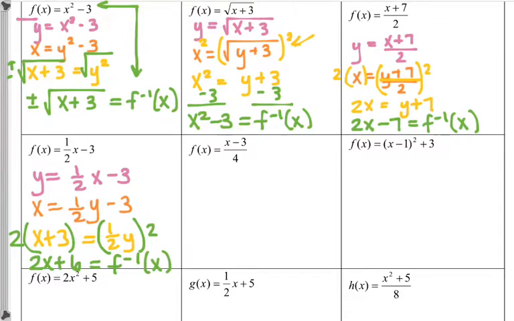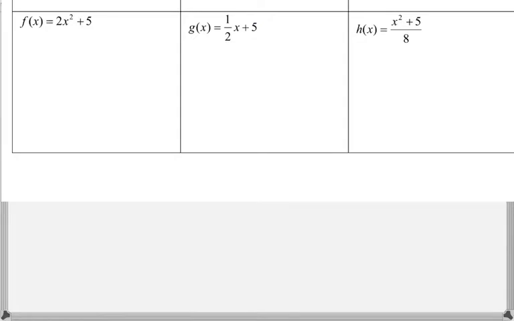Alright, so that gives you a good taste of the different types of problems you'll see here. We'll look at one more before we wrap this up. In this last one, h of x, we're going to follow the same steps, and we will get y equals x squared plus 5 divided by 8. We'll switch our x and our y, and we'll get x equals y squared plus 5 divided by 8.